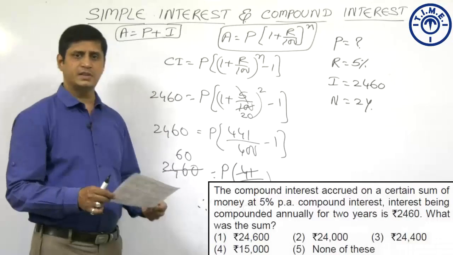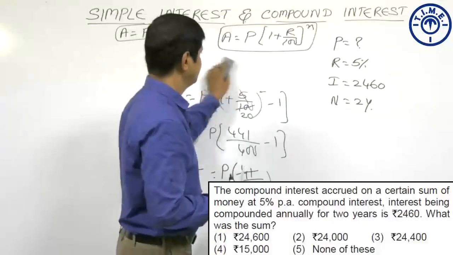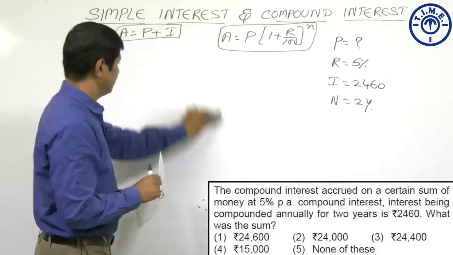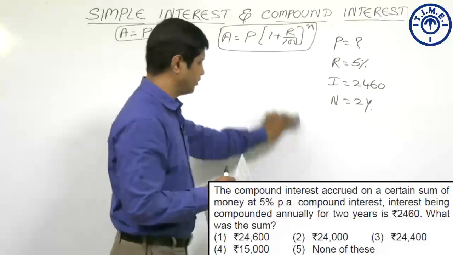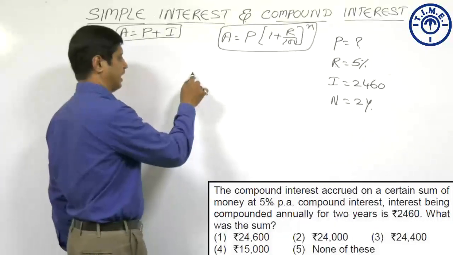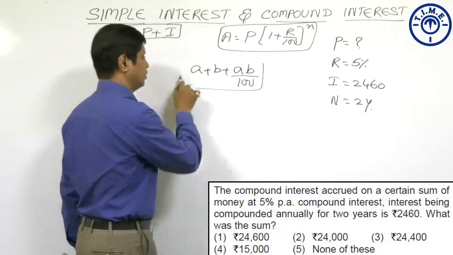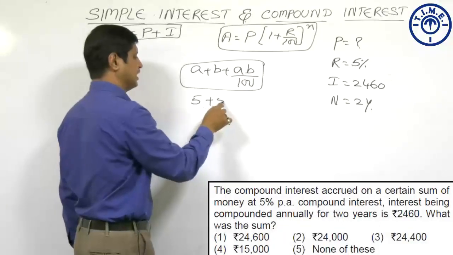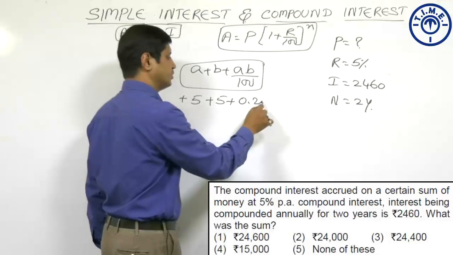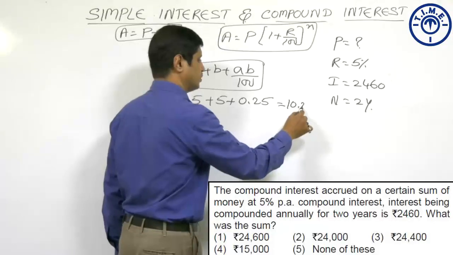We can answer the same question using percentages. Now, what is the rate of interest? 5% per annum. Compound interest is compounded annually, so interest is compounded every year. Now, what is the effective rate of interest at a rate of 5% per annum? Just apply the same formula, A plus B plus AB by 100. So, the effective rate of interest is 5 plus 5 plus 5 into 5, 25 by 100, which means 0.25. The effective rate is 10.25.